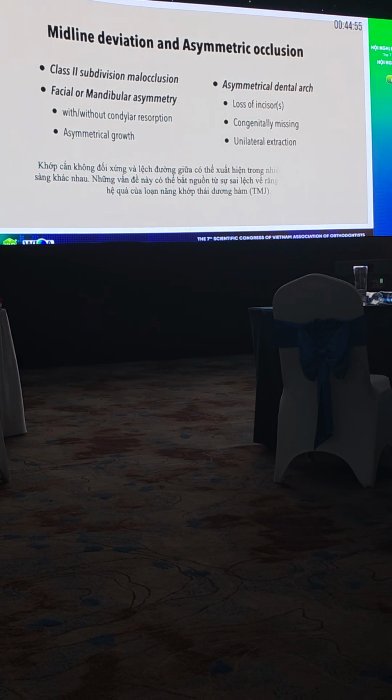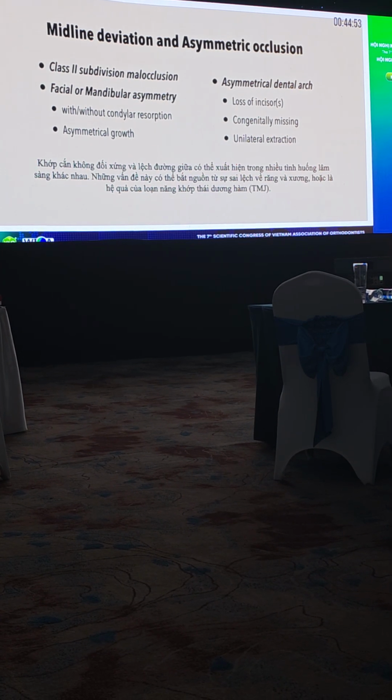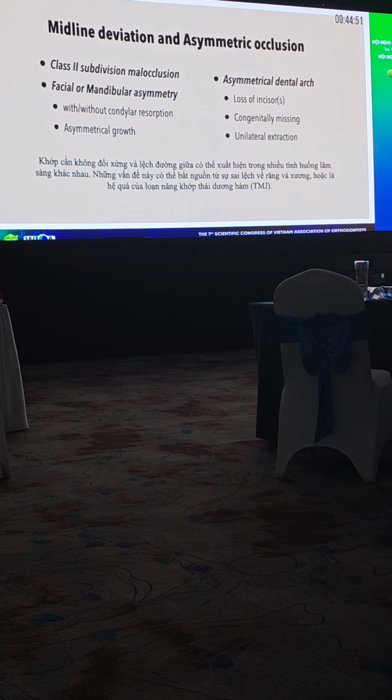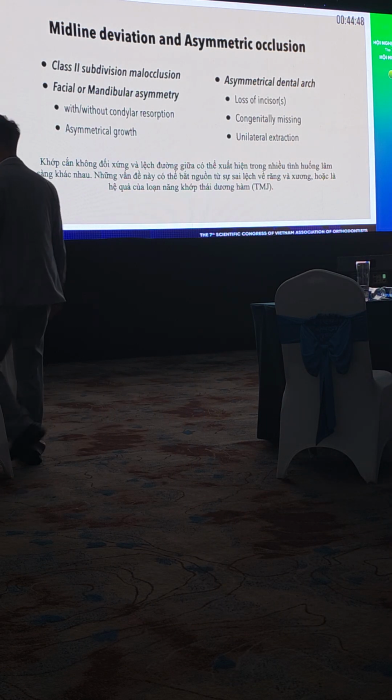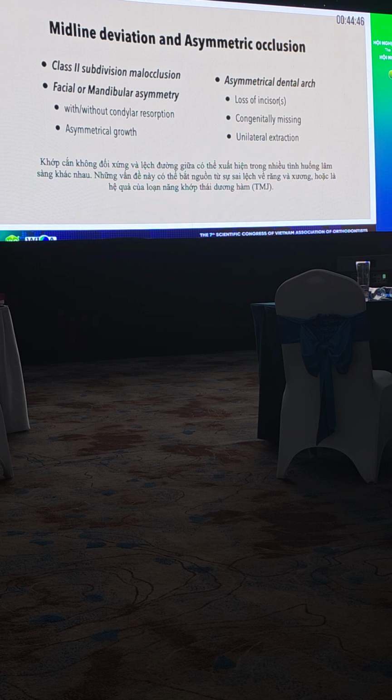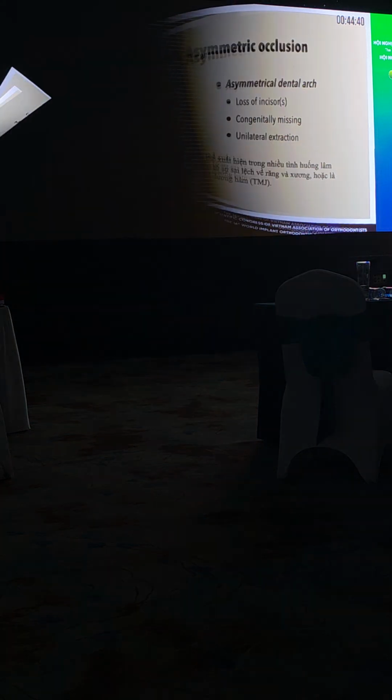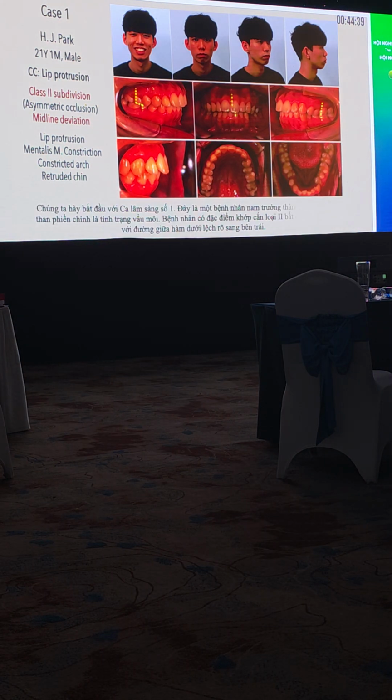Asymmetrical occlusion and midline deviations can manifest in various clinical scenarios. These issues may arise from dental and skeletal discrepancies, or as a consequence of temporomandibular joint dysfunction. Let's begin by examining case 1.